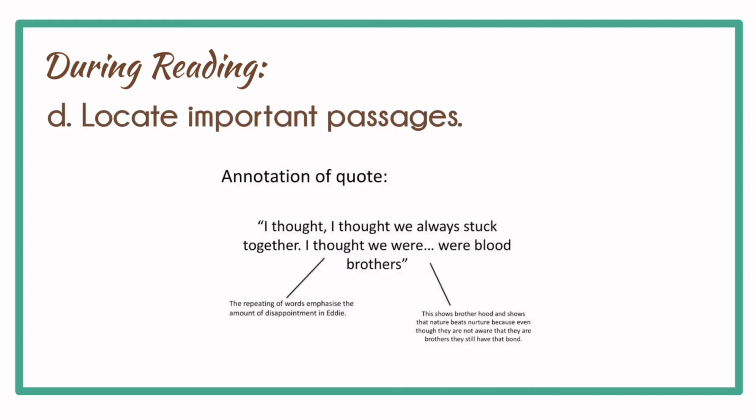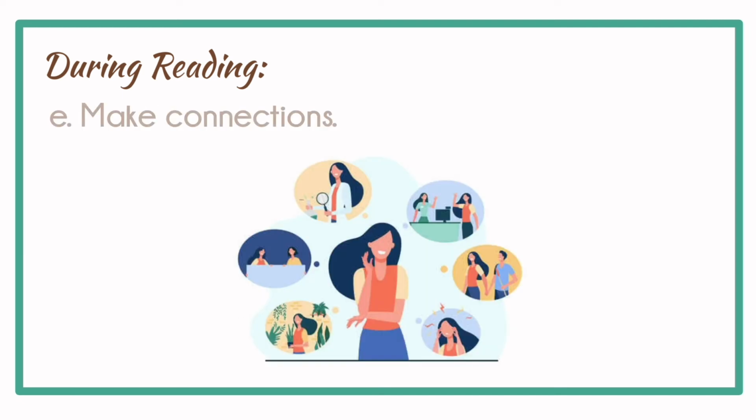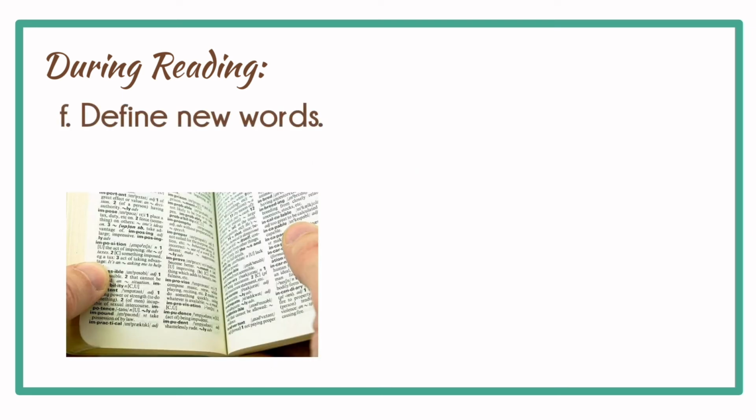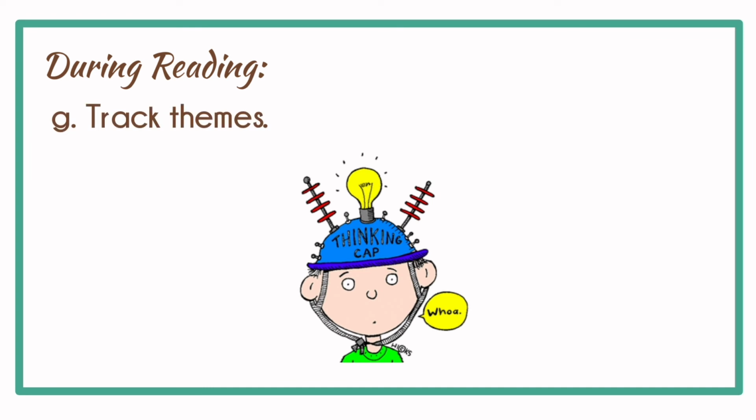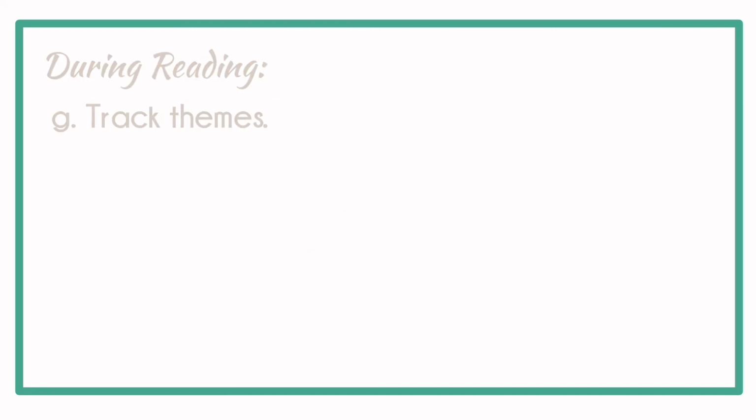D. Locate important passages. Important quotes, ideas worth remembering, or big ideas, which will serve as foundations to one's writing should be noted. E. Make connections. Information that reminds one of a past experience or important events in his or her life should be recorded. F. Define new words. When confronted with an unfamiliar word, consult a dictionary or search for its meaning online. G. Track themes. Recurring themes in the text should be noted. Doing so will help one understand the messages that the text is trying to express.